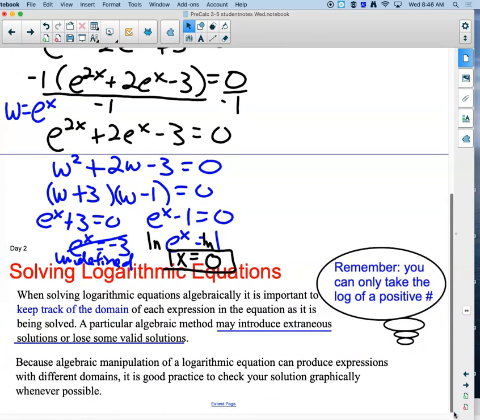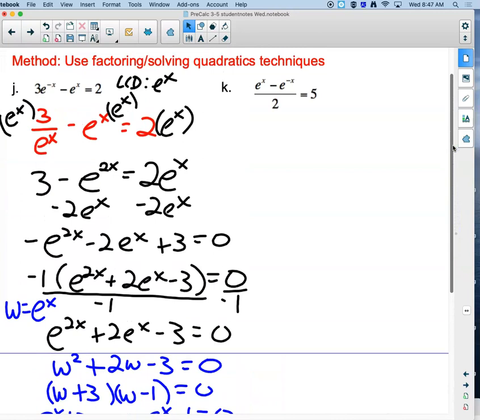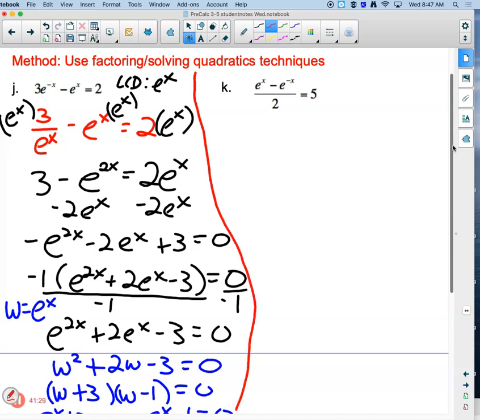Now, like I said, some people are perfectly fine factoring with e to the x in there. They just think of it like it's another variable. But for most people, it really helps to do that substitution, and it makes it a lot clearer as you work through the problem. So we're going to do another one of those.